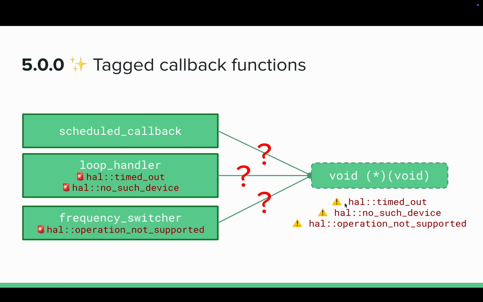So it has to assume the worst case scenario, which is that it's all of them. So it just concatenates the entire set of exceptions that can be thrown, and assumes that any function call to a function pointer of this signature can throw all of these. And this is a way to separate that.